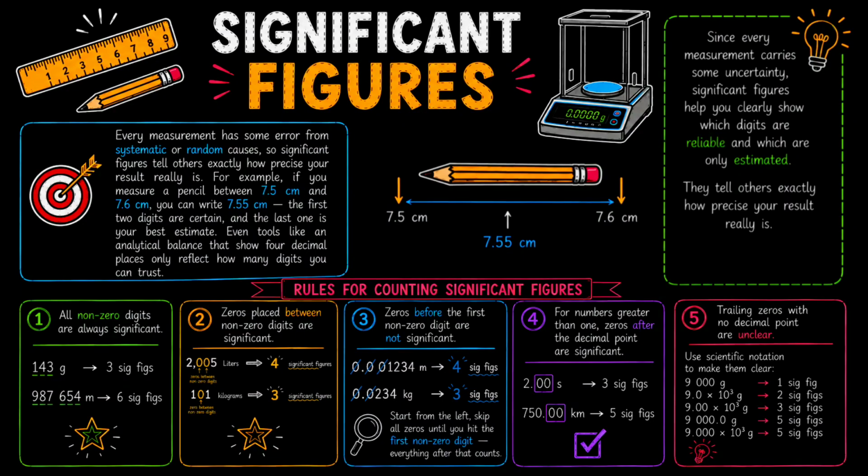5. Trailing zeros with no decimal point are unclear. You can use scientific notation to make them clear. 9,000 grams has 1 significant figure. 9.0 times 10 cubed grams has 2. 9.00 times 10 cubed grams has 3. And 9,000.0 grams or 9.000 times 10 cubed grams has 5.